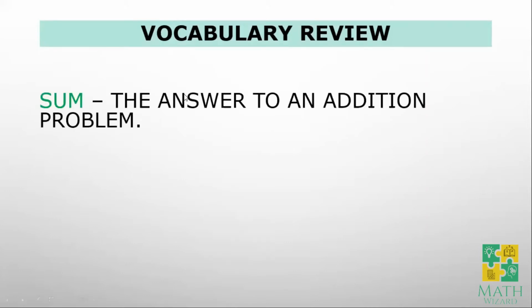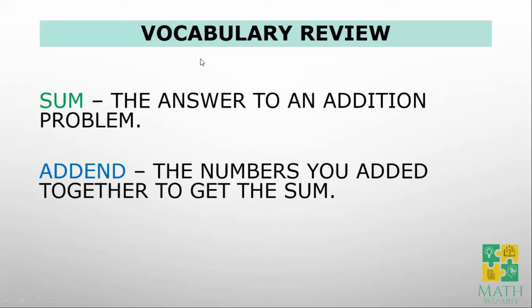So we have the sum. When we say sum, it is the answer to an addition problem. And we have the addend: the numbers you added together to get the sum. So when we add two numbers, those numbers are called addends, and the answer is the sum. Let's say for example, we have 6 plus 9 is equal to 15. The 6 and 9 are the addends, and 15 is the sum.